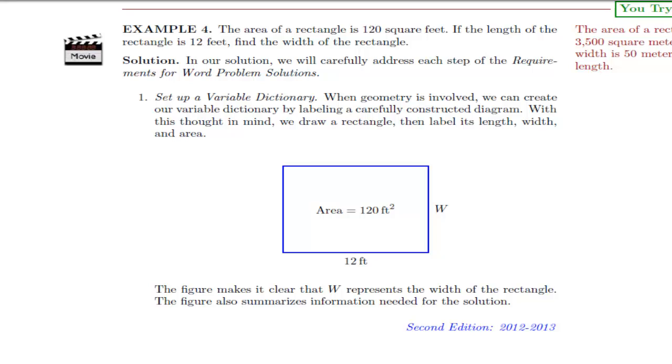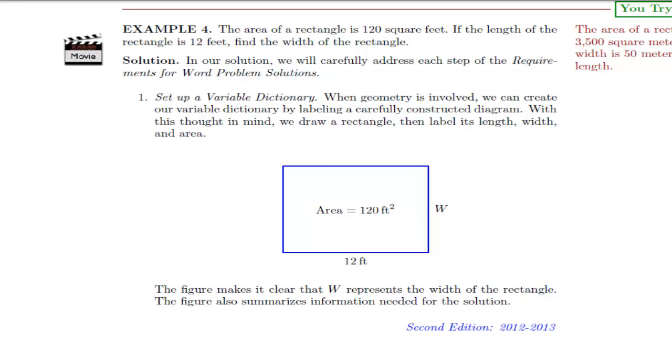Example 4. The area of a rectangle is 120 square feet. If the length of the rectangle is 12 feet, find the width of the rectangle. Solution. In our solution, we will carefully address each step of the requirements for word problem solutions. Step 1. Set up a variable dictionary.